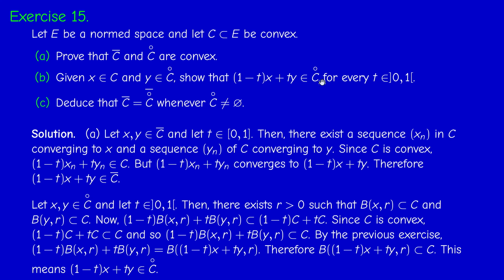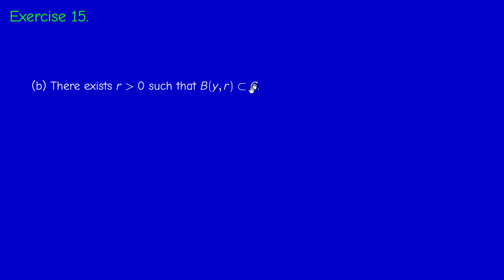Okay. So since y is in the interior of C, then there is a whole ball of center y contained in C, as you observed. And since C is convex, so (1 minus t)x plus tB(y, r) is contained in C. Okay? Because this is a convex combination of x and any element in the ball. Okay, by convexity, this set is contained in C. Because you take any element here, then it's here, because C is convex.